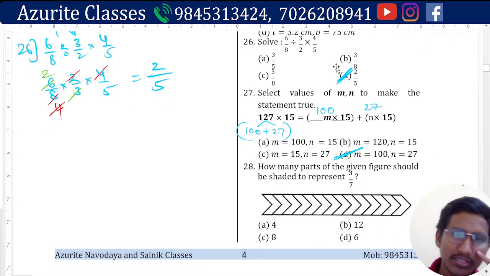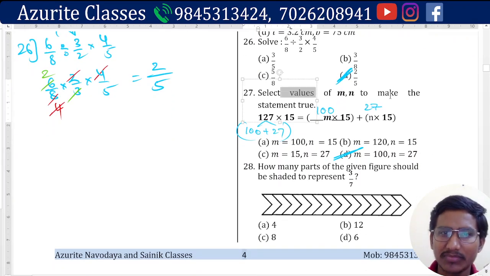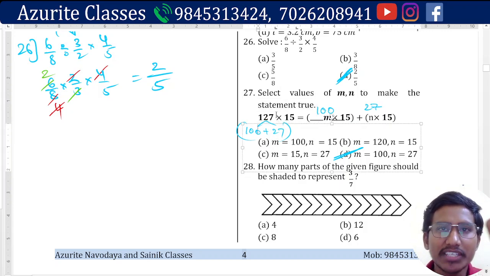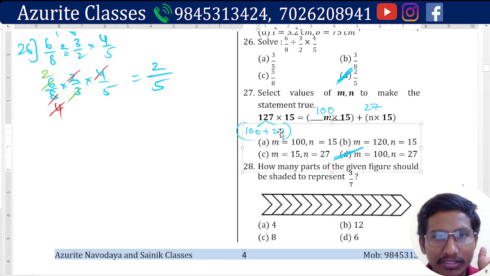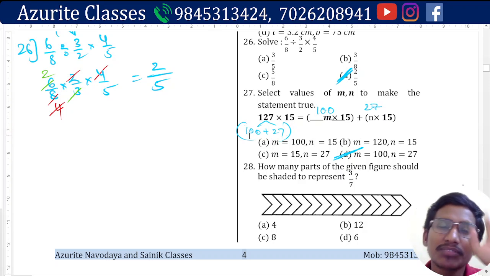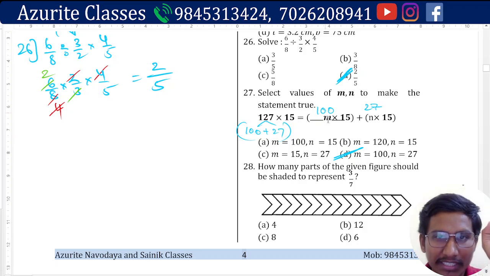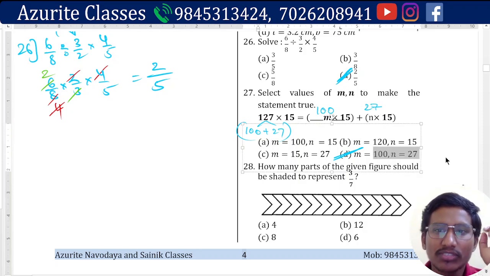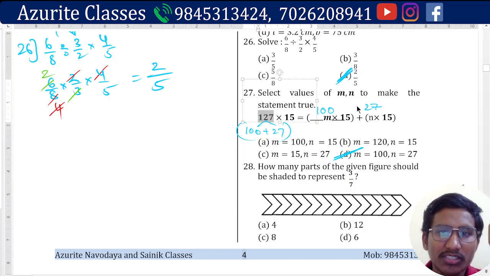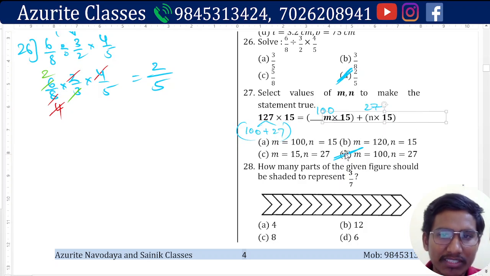Okay, so next let us do 27. Select the values of m and n that can take in the place. So here, you know distributive law. So 127 we can write it as 100 plus 27. 100 plus 27 means it is in the bracket, we have to multiply with both the numbers with 15. So 15 into 100 plus 15 into 27. So m will be 100, n will be 27. So m is 100, n is 27. So that gives our 127. So 100 plus 27 will give 127. So that is why D is the answer.